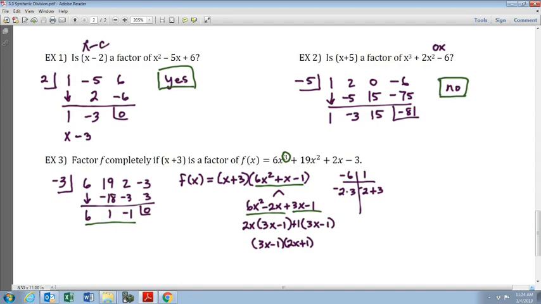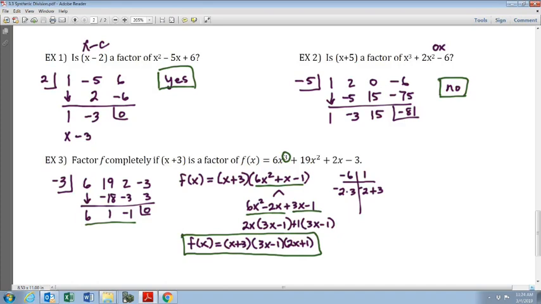The only thing is, remember we had another factor. It was x plus 3. And so now this is completely factored. There's nothing further that we can factor. And so we're done.